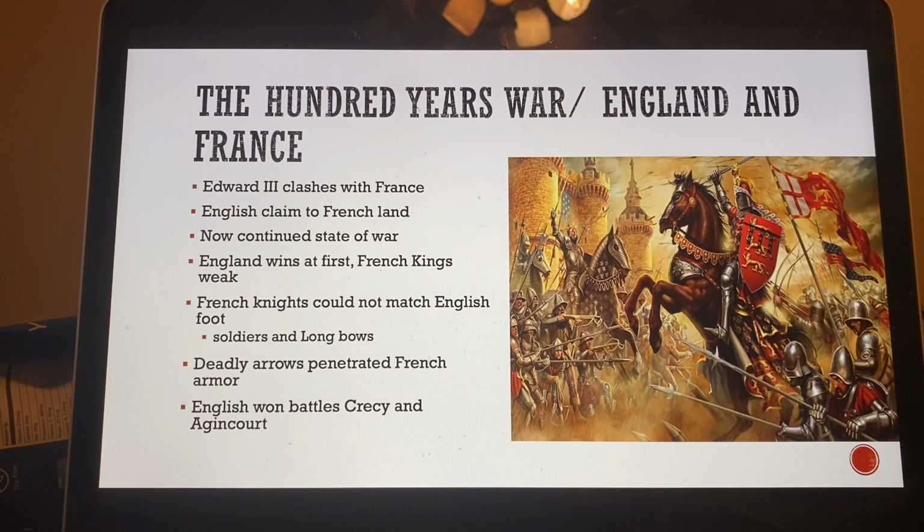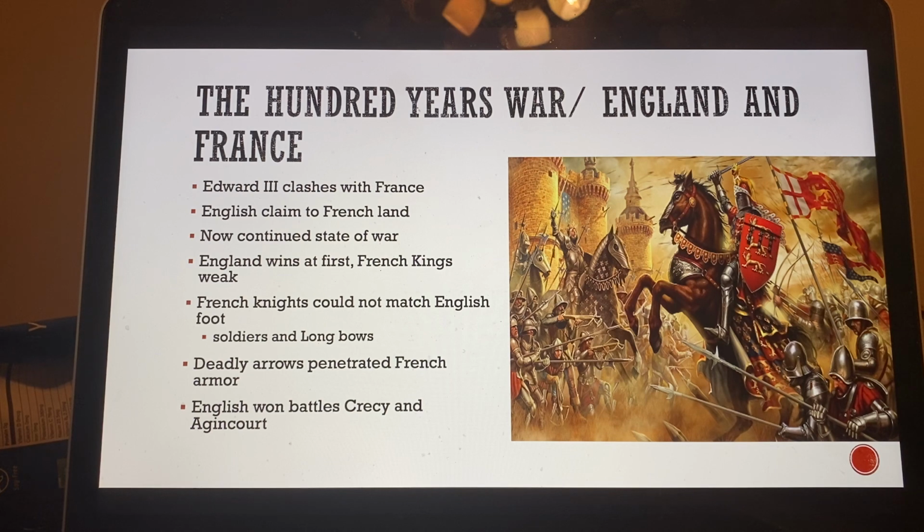Actually, when you think of the kings of England, he's one of them you think of. Well, Edward the Third's clashes with France, sorry, is his grandson. I was going to say son, but it's a grandson. And he had an English claim to the French land. Remember Aquitaine and Anjou and those areas where England had taken over under Eleanor of Aquitaine and Henry. Well, now France wants his own land back.